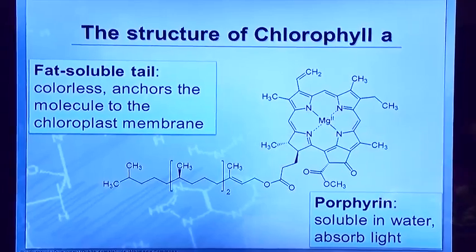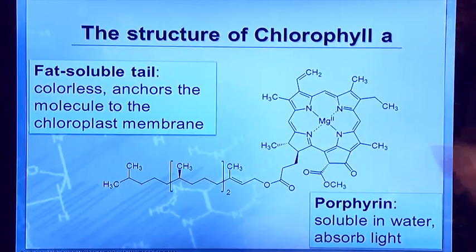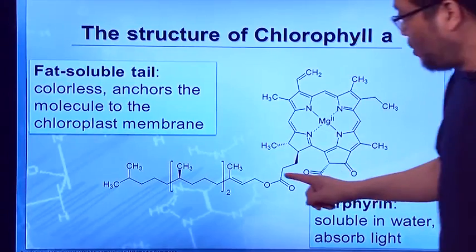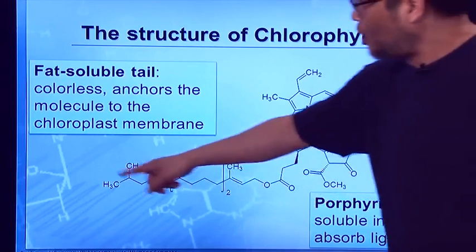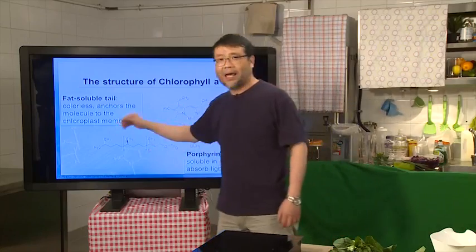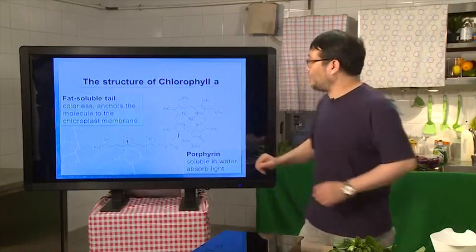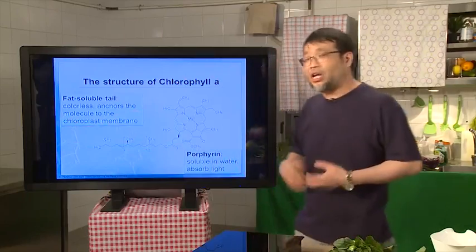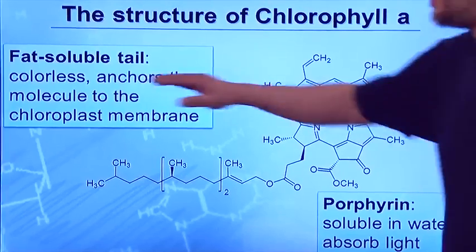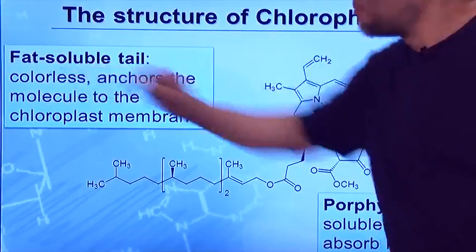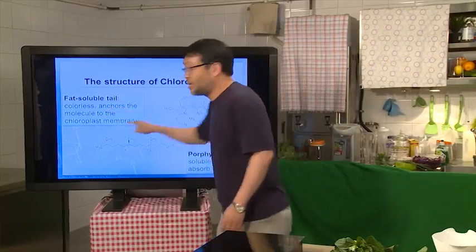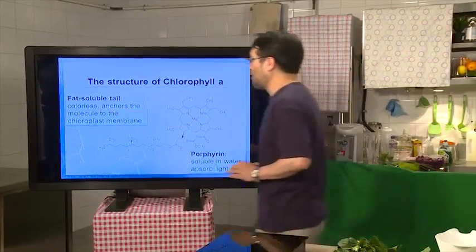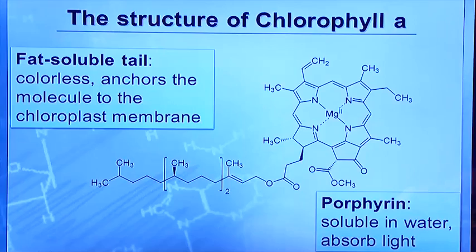This seems to be a very complicated structure, but I don't need you to remember what the structure is like. I simply want you to remember two things. One is, on the left-hand side, there is a very long chain of carbons extending out. I simply call that a tail. Because of the long carbon chain, it is very hydrophobic, and therefore very fat soluble. So this tail allows the molecule to be anchored on the cell membrane, which is made of lipid.